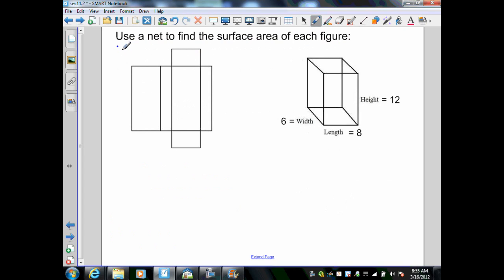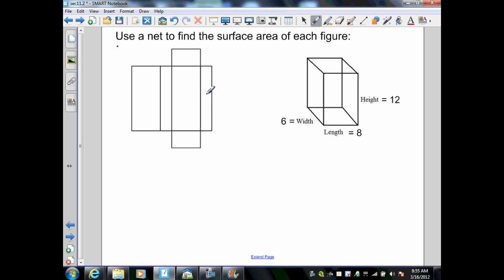In this example, they want us to use a net to find the surface area of the figure. Here I'm given a prism with dimensions of 6, 8, and 12. Our front lateral face has the dimensions of 8 by 12 for the front and the back. The left and right lateral faces have the dimensions of 6 by 12, and our bases have the dimensions of 6 by 8. What I need to do is to use my net, which is a representation of each polygon of my lateral faces and my bases. And that net is a representation of the figure that is unfolded.